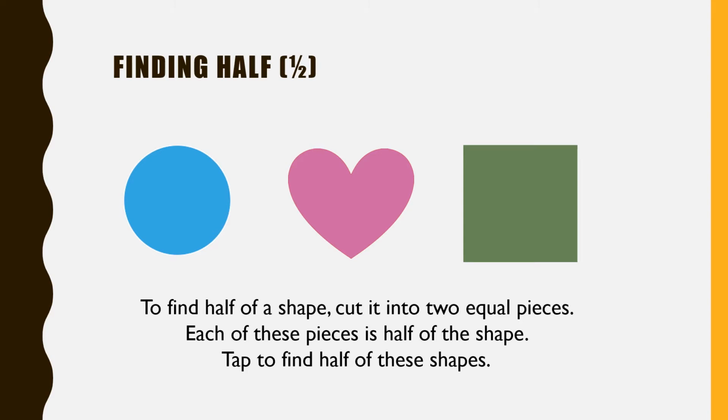So to cut this circle in half, I would put a line down the middle. To cut this heart in half, again, I would put a line straight down the middle. And again with the square. So this shows you half of the circle, half of the heart, and half of the square.